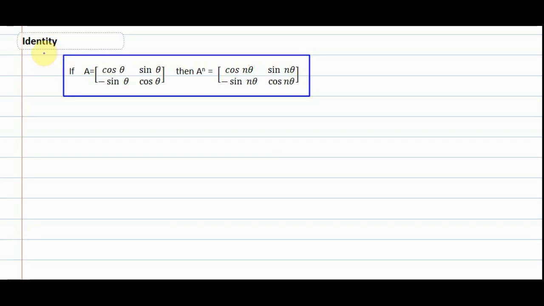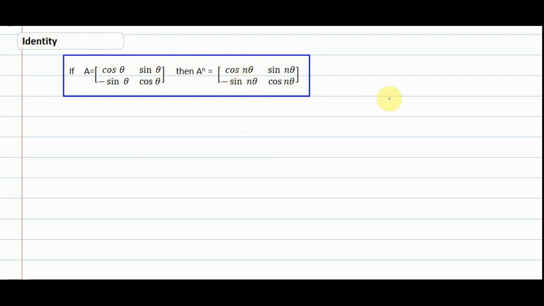Now let's discuss an identity. If A is equal to [cos theta, sin theta; minus sin theta, cos theta], then A raised to n is equal to [cos n theta, sin n theta; minus sin n theta, cos n theta]. So here the difference is that we have n theta in place of theta. So when you are calculating the nth power of A, we have to change theta value to n theta.